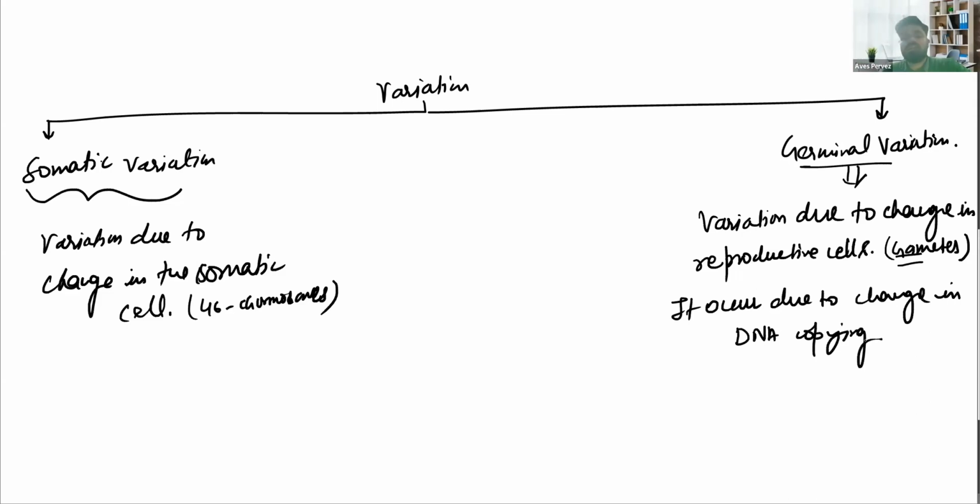So there are two types of variation. One is somatic variation, and the other is germinal variation. Somatic variation is that variation that is not transferable from one generation to another generation. Give me an example of somatic variation.